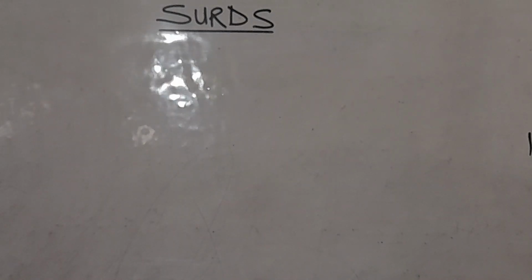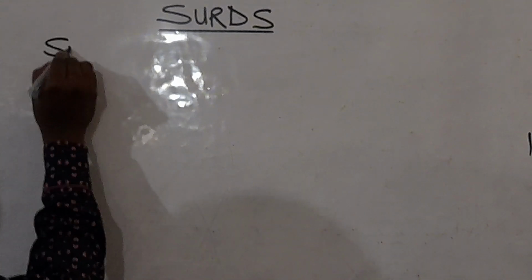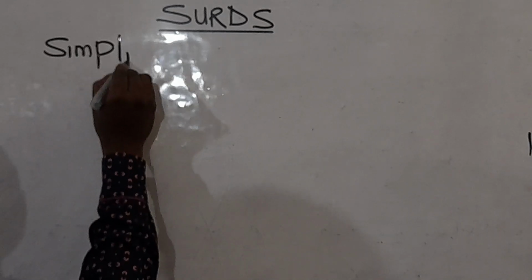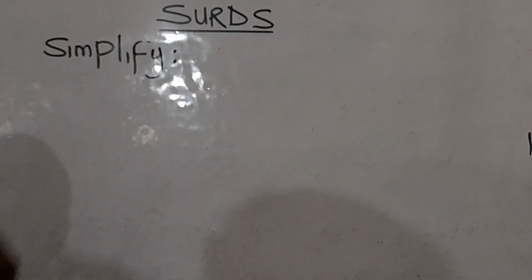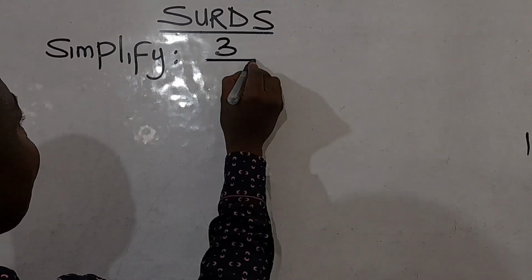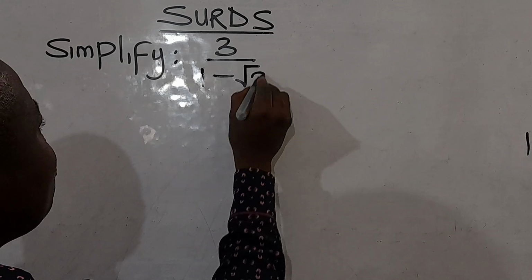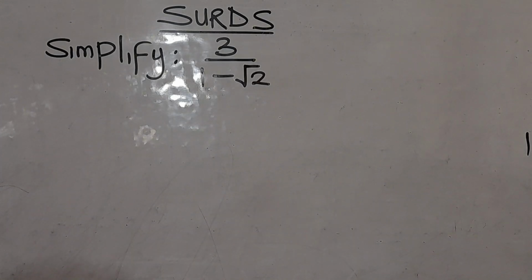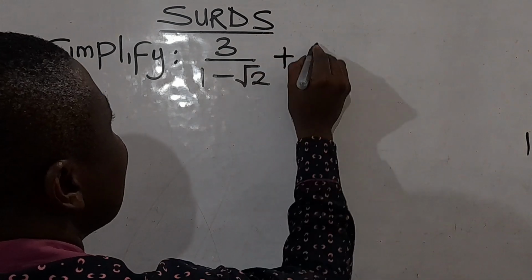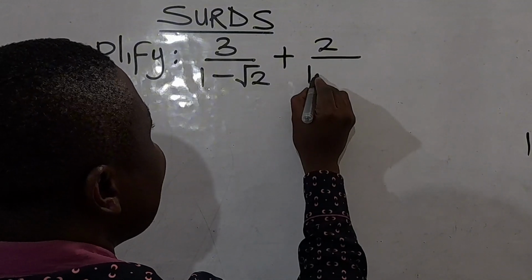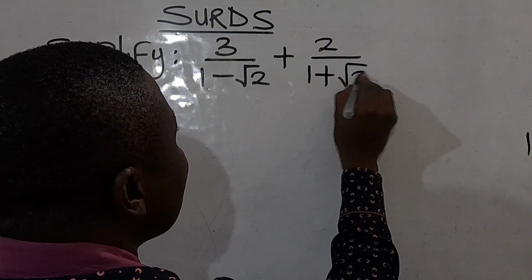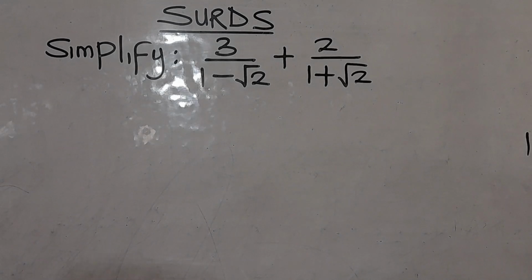What if you are given this question? Simplify 3 over 1 minus root 2 plus 2 over 1 plus root 2. Let's look at this question. You're given to simplify that.